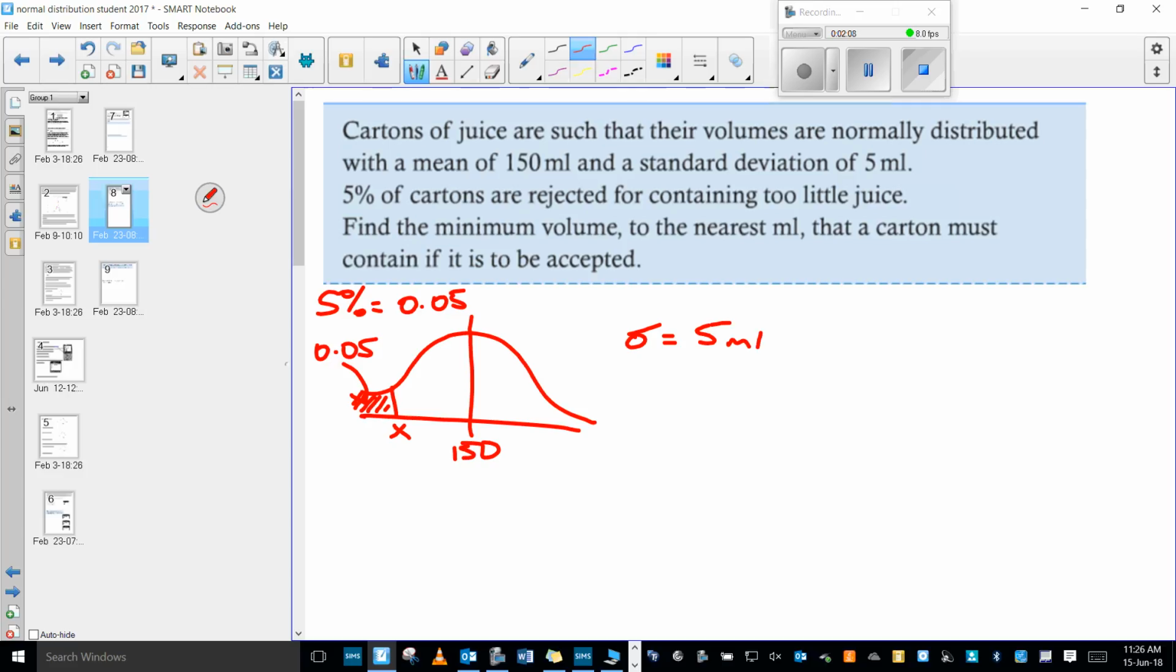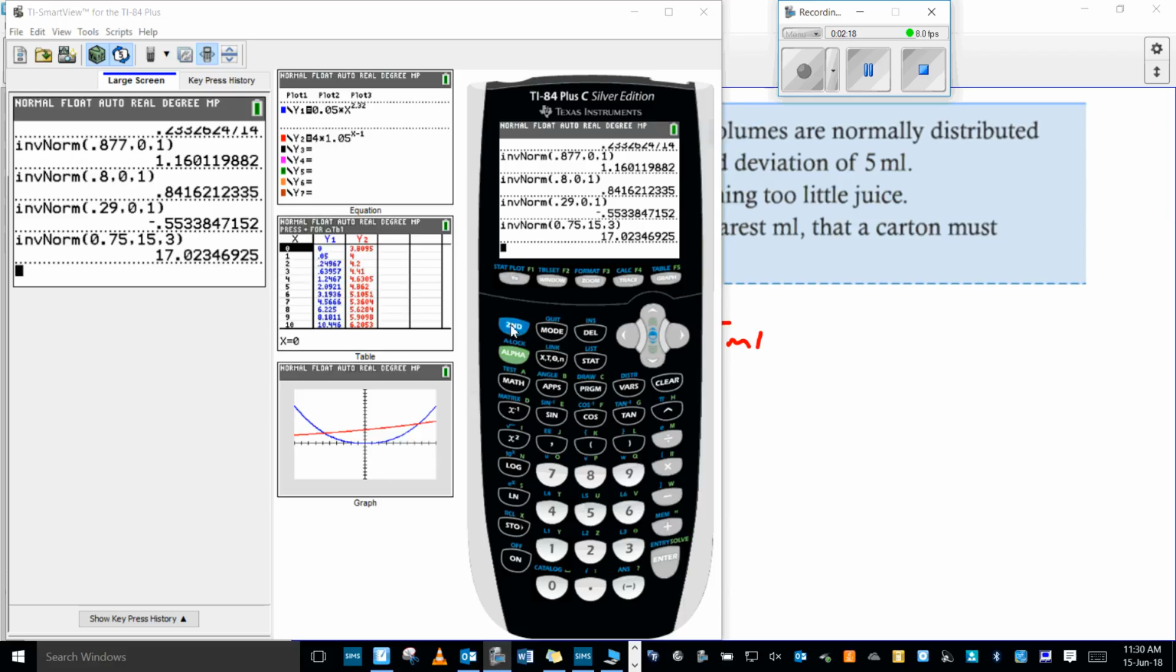So we're going to get our calculators. Is this going to be normal distribution or inverse normal? Inverse, because we have to find the x.